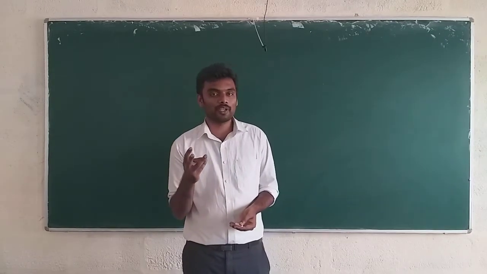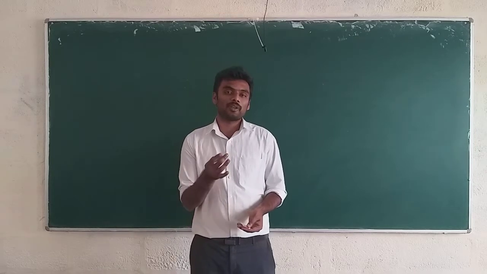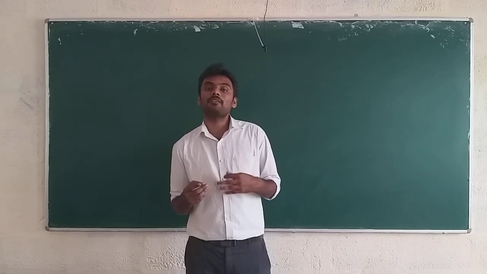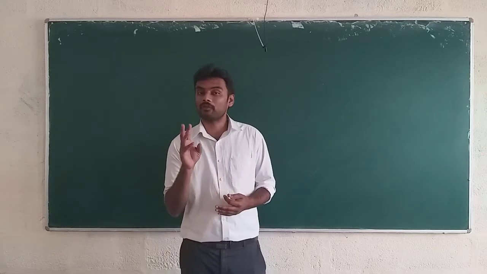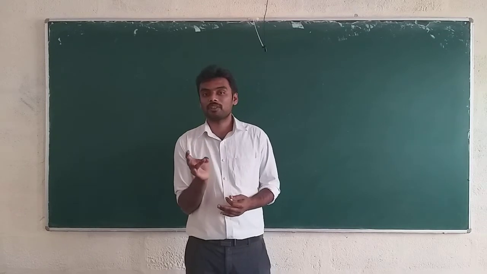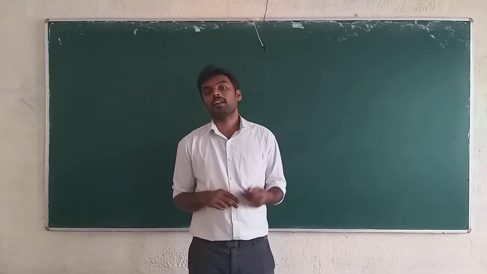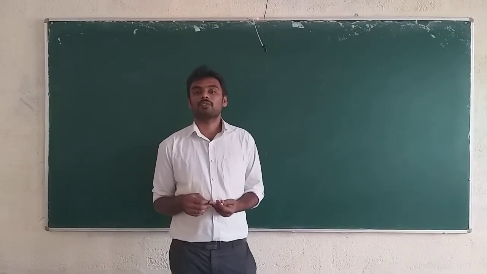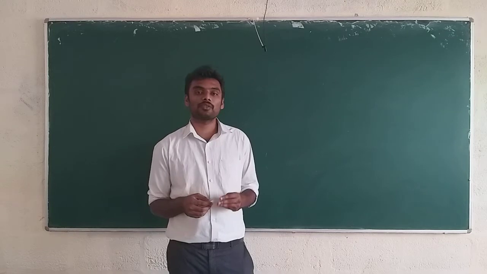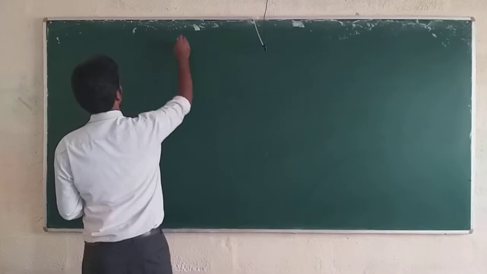v is equal to u plus at, s is equal to ut plus half at squared, v squared minus u squared is equal to 2as, and we have derived two of them: v is equal to u plus at and s is equal to ut plus half at squared. And now in this session we are going to derive v squared minus u squared is equal to 2as. So, the last derivation.